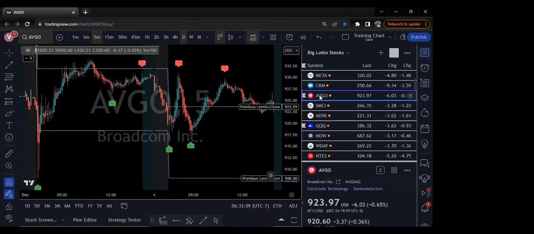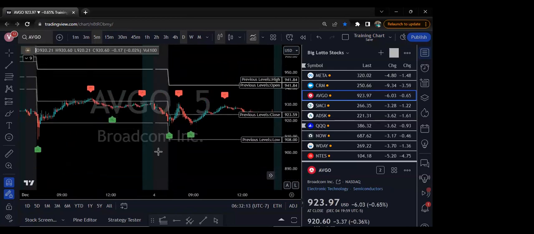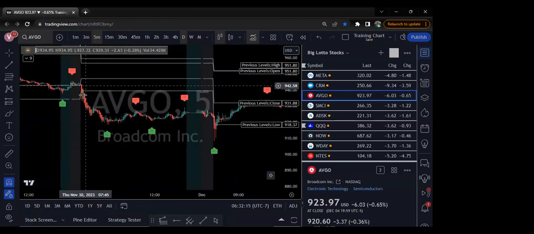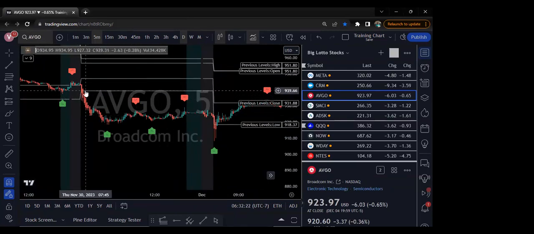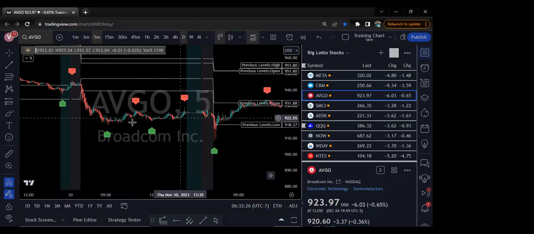Look at AVGO. AVGO has not been trending very well, except here it broke the previous day low, then consolidation. You can clearly see that the ones that are opening and are not above or below take their time. They're either consolidating or not giving you that move. That's why we want those that are opening above or below.